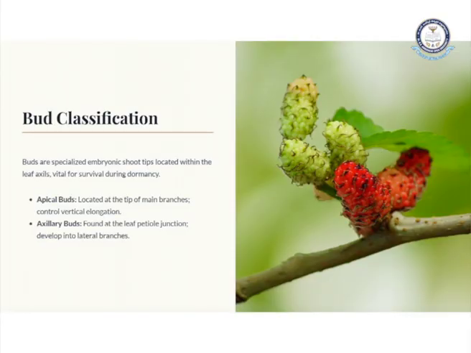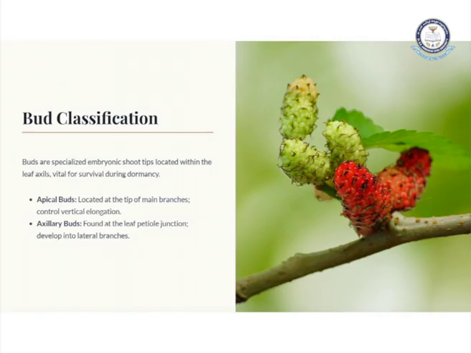Thirdly, we have bud classification. What are buds? Buds are specialized embryonic shoot tips which are located within the leaf axils. This is the stem, and it has embryonic shoot tips located at the leaf axil. It is very important for survival during the dormancy season. This bud is very important.